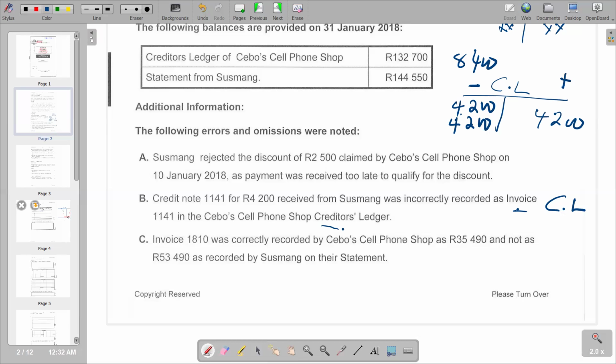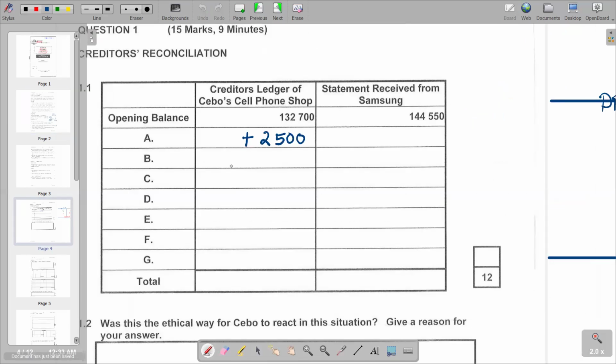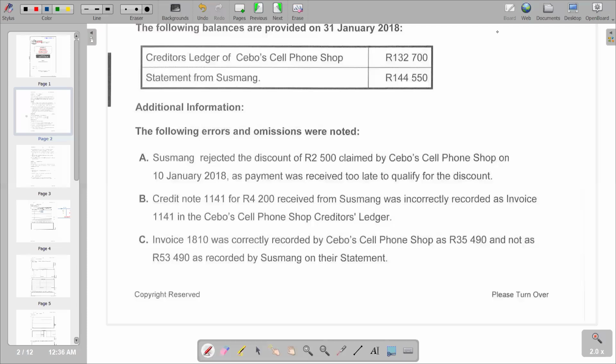So it's going to be a total of minus 8,400 that we adjust in our answer section. We go to our answer section, using the creditors ledger, whereby we are going to use minus 8,400. So understand that's what we have on that part. Then from there, we can move on to the next part, which is now our C.